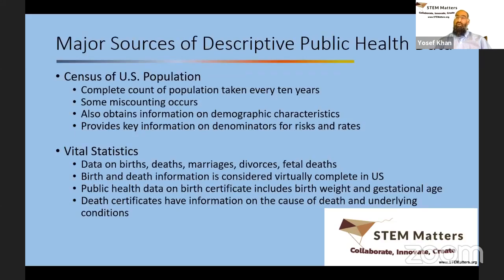What are some of the major sources of data? The census. The census is a complete count of an entire population. Here in the United States, we do our census every 10 years, where we enumerate and count every individual in the country. Vital statistics. So every city, every state is collecting data on births, deaths, marriage, divorce, and fetal deaths. That is all being put into a central database. Also includes information related to birth weight and information related to the cause of somebody's death.